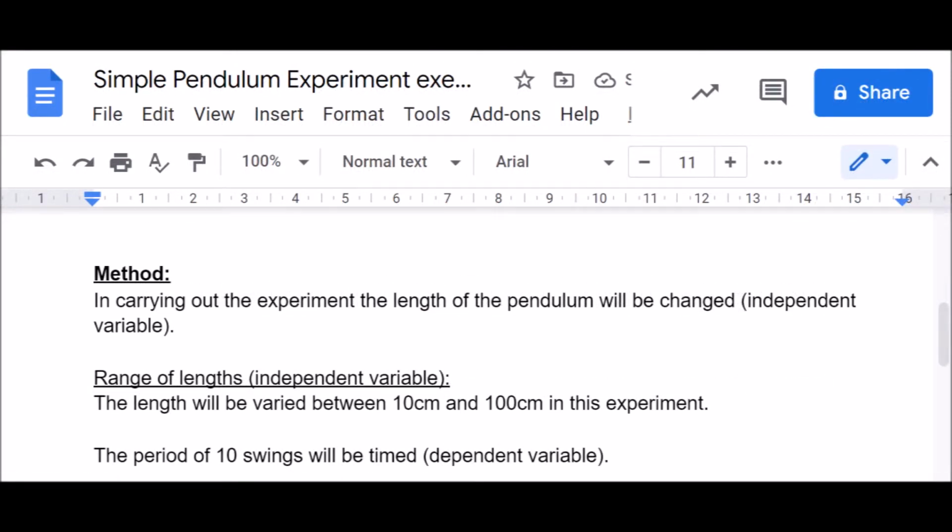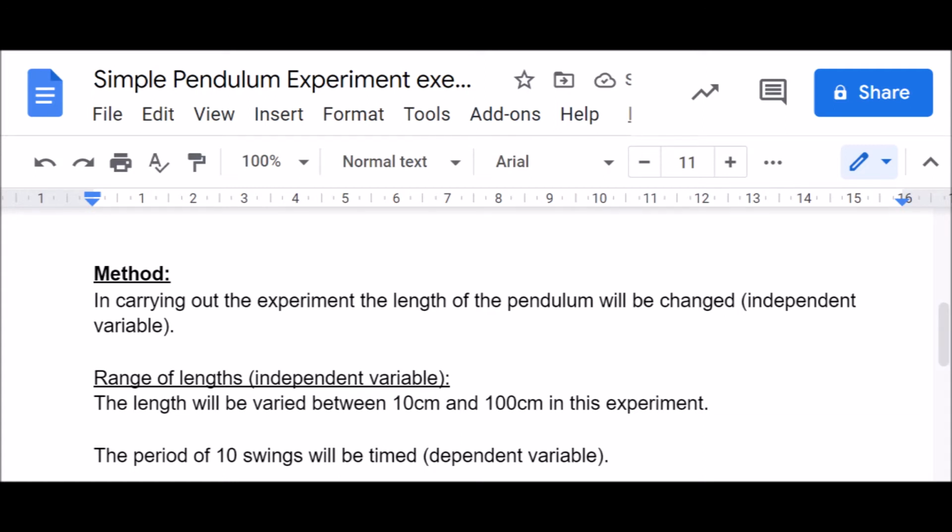So the first section we need to write after that's the method, and the method is where we make sure that we're including enough detail so that someone else could pick up our report and be able to repeat our experiment, get roughly the same conclusions that we got.